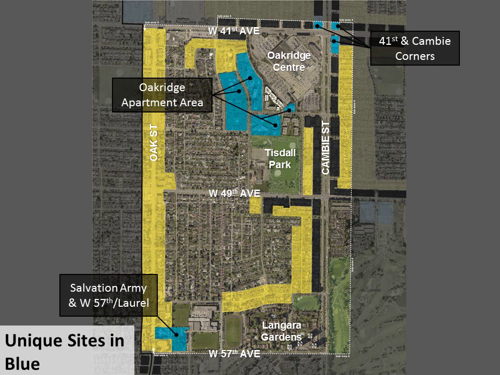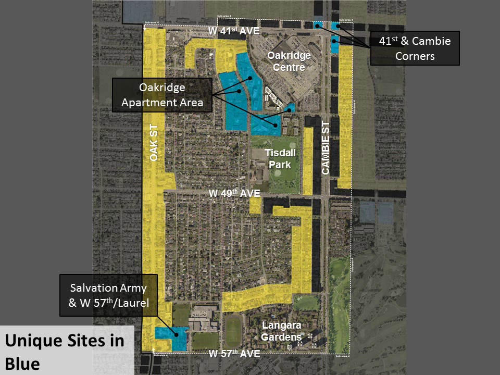The areas in blue are the unique sites and areas and will be discussed later in the presentation. These include the 3 corners at the intersection of Cambie Street and West 41st Avenue, which is based on direction from the Cambie Corridor Plan to further investigate the future of these sites through Phase 3. It also includes the apartment area west of Oak Ridge Centre, the Salvation Army site on Oak Street, and a group of properties at Laurel and West 57th Avenue.